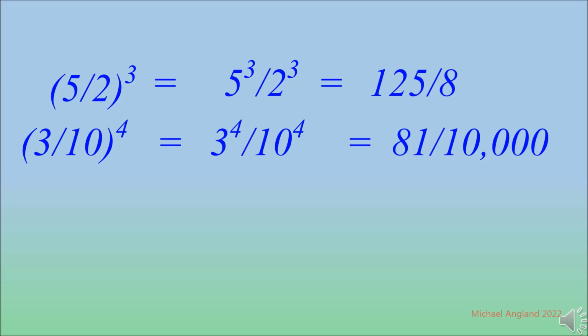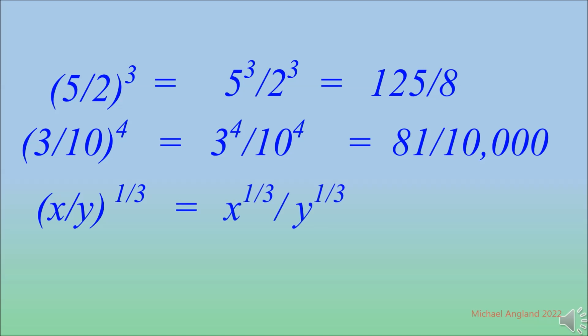Next example, (x divided by y, x over y) to the power of 1/3. Now we're raising it to a fractional power. Because it's 1 over something, that means the somethingth root of that expression in the brackets. So, x to the 1/3 over y to the 1/3, which is equal to the cube root, or the third root of x, over the cube root, or the third root of y.